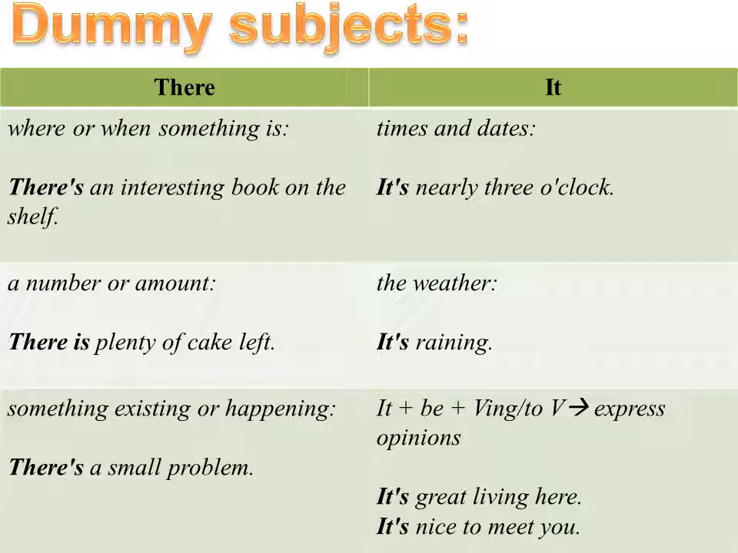We use it to talk about times and dates. Example: it's nearly 3 o'clock. The weather. Example: it's raining. We use it with the verb be and an -ing form or to-infinitive to express opinions. Example: it's great living here. It's nice to meet you.